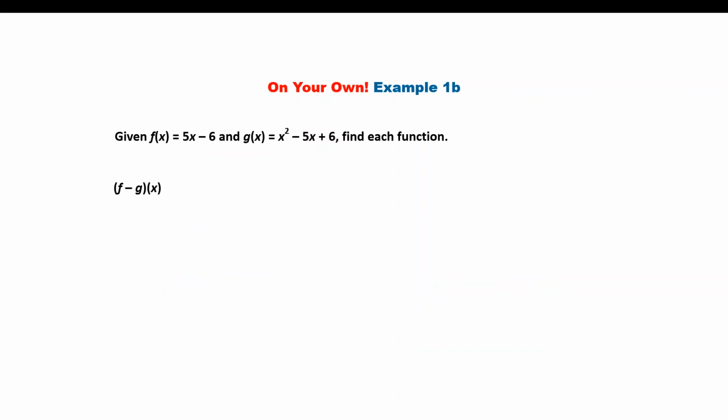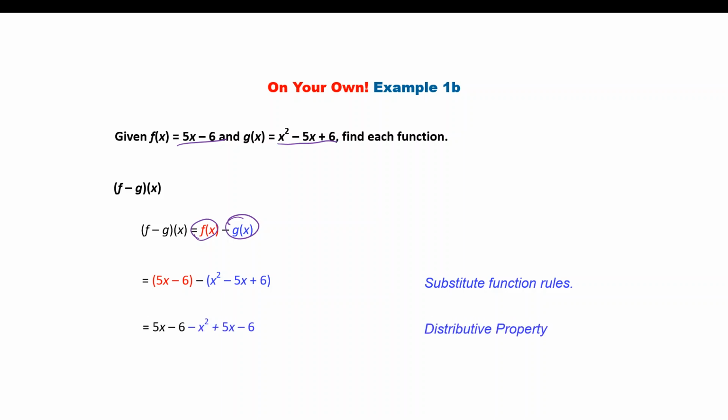All right, try a subtraction one on your own. Turn the video off for a minute and give it a try. All right, again, I think you can find these to be pretty simple to do. We're going to just realize that we're going to take f of x and subtract it from g of x. So here's my f of x, which is 5x minus 6 minus this whole term. So remember, I have to distribute that negative sign to everything.